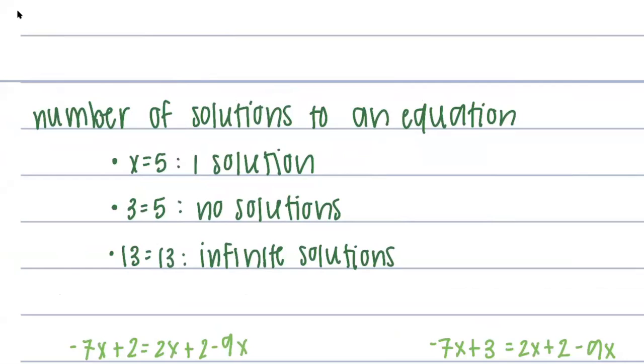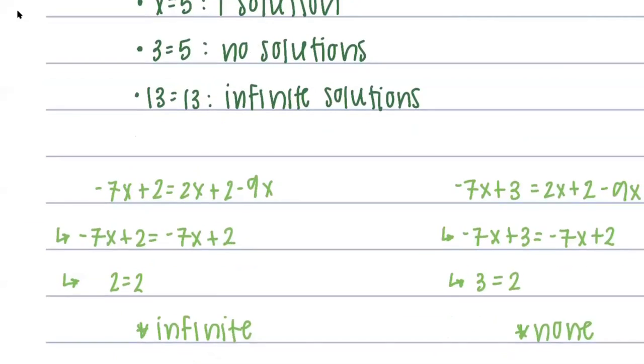So after we solve the equation we're given and we find that our solution is x equals 5, that means that our equation has only one solution. If after solving the equation we get 3 equals 5, that means there are no solutions, because 3 can never equal 5. After we solve our equation, if we get 13 equals 13, that means we have an infinite amount of solutions because 13 will always equal 13.